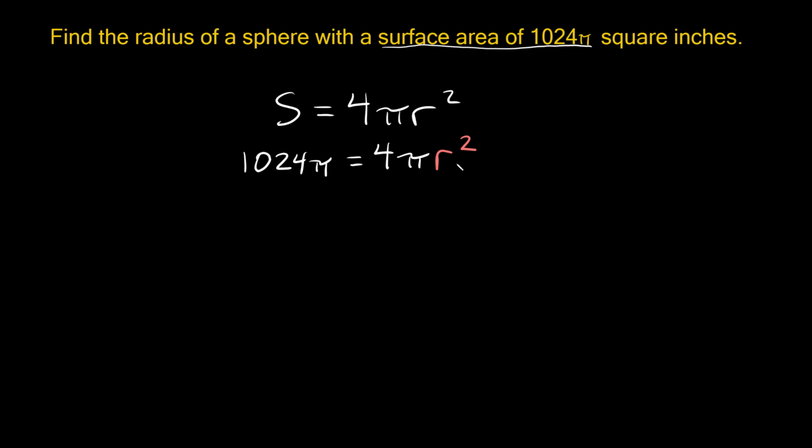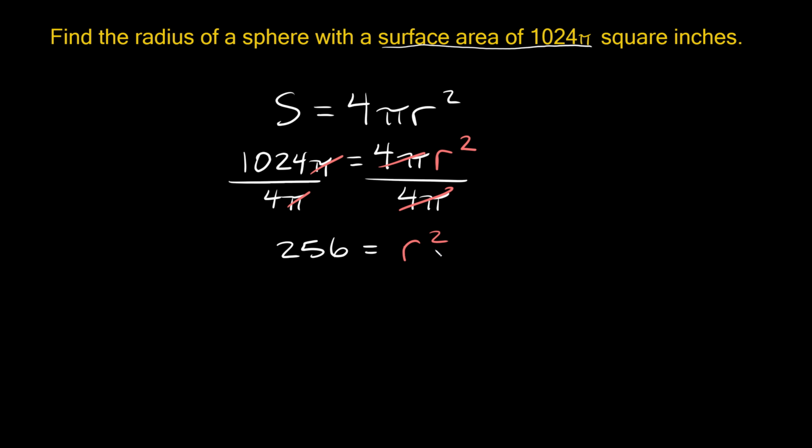So here we're trying to solve for r, so we want to try and isolate it. The first thing we can do is get rid of this 4 pi by dividing both sides by 4 pi. On this side, the 4 pi's cancel out, and we're left with just r squared, and that's equal to this side. And here, these pi's kill each other too, and we're left with 1024 divided by 4, which is equal to 256, all right?